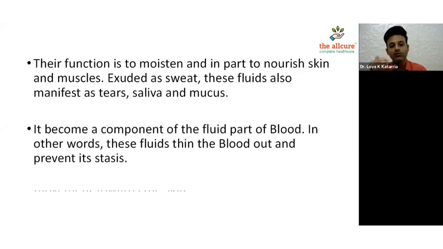So all these are very light kinds of fluids, and they become a component of the fluid part of blood. This is another very important function. Body fluids can get into blood, making it light. It's this Jin part of the body fluids which is very light. So they move into the blood, making it lighter so that it can move swiftly, which prevents its stasis.